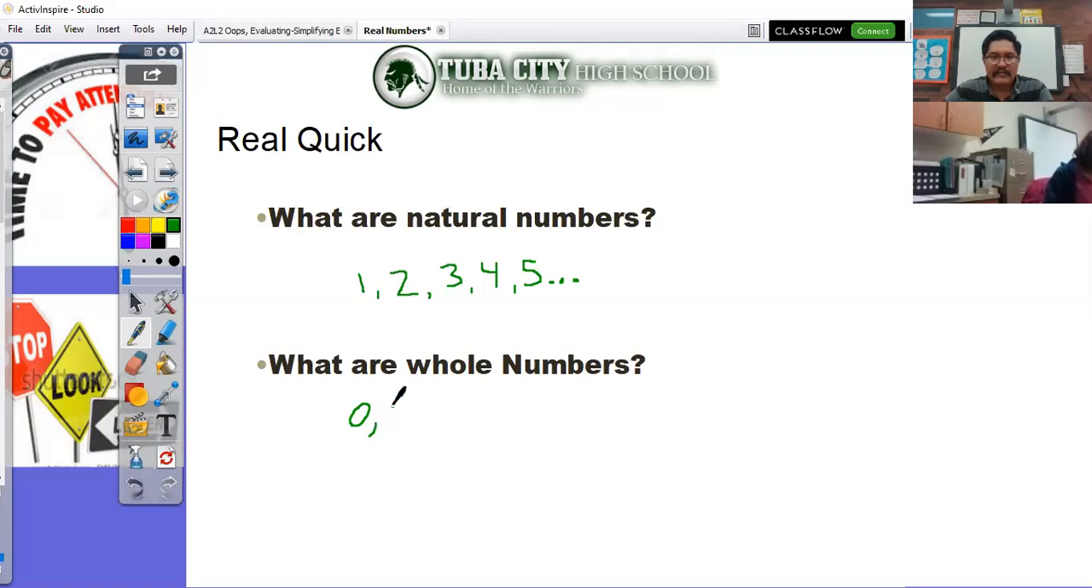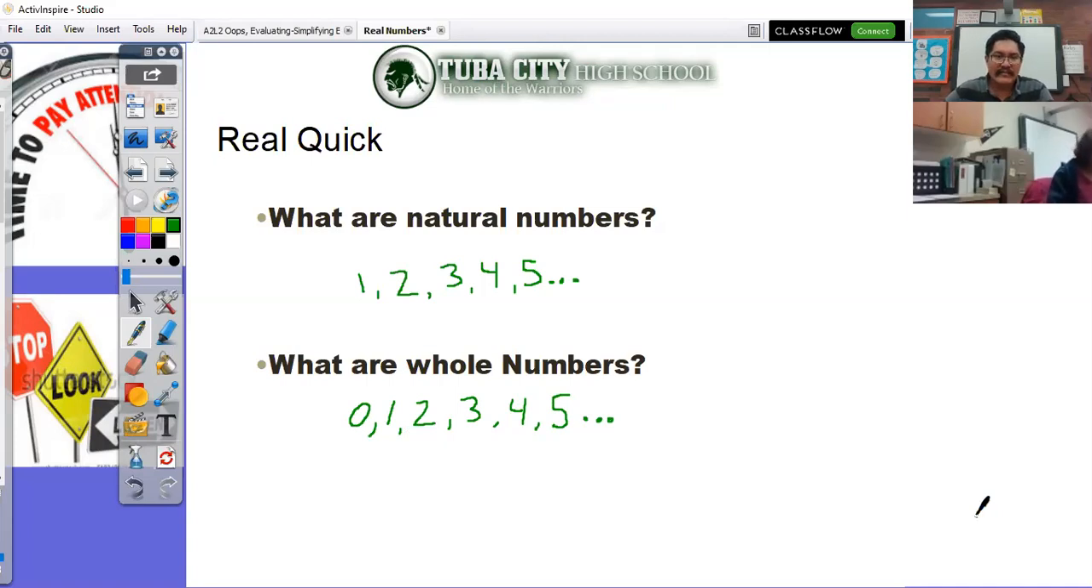They include the number 0, but also include the set of natural numbers. So from 0, 1, 2, 3, 4, 5, and so on. So there we go: 0, 1, 2, 3, 4, 5. Those are the whole numbers.